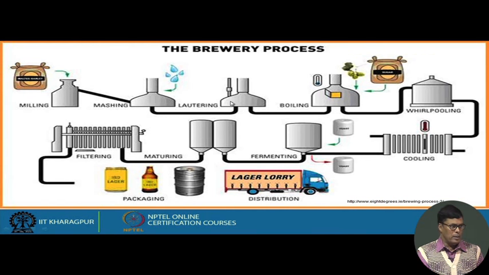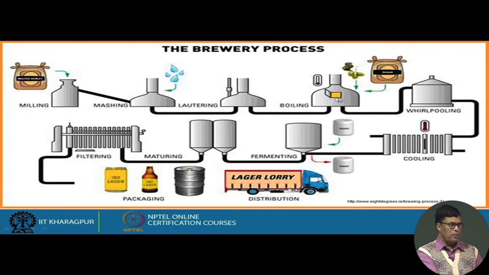Lautering is nothing but here we have a stainless steel perforated disc, and we press together, and when we press, the soluble material comes out and the insoluble material remains. That insoluble material can be used as a good fodder, and the soluble material we take out, and here we take it to the kettle.